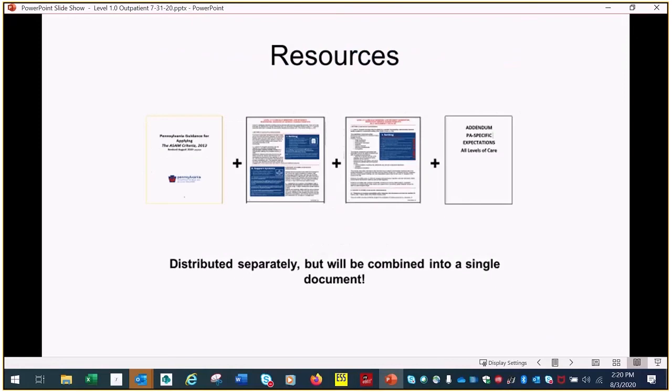As a side note, while the various documents for each of the levels of care are being disseminated separately, all of them will eventually be combined, along with the guidance document and any changes that have been made along the way, and will be in a combined single final document for ease of reference. Currently, all ASAM resources relative to Pennsylvania are located on the DDAP website.